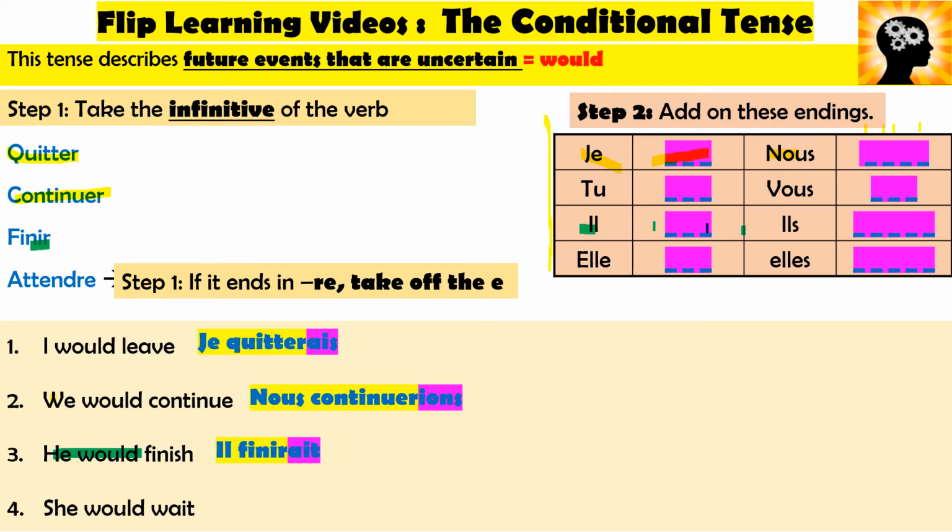And then finally, she would wait. Attendre is our verb to wait, and this time it's she. It's an RE verb, so remember you've got to get rid of that last E because you can't have two vowels touching. So it'll be elle attendrait with an AIT ending, and that is the conditional tense for regular verbs.